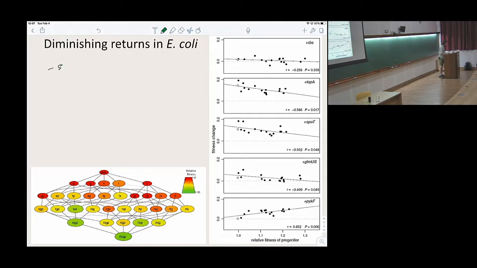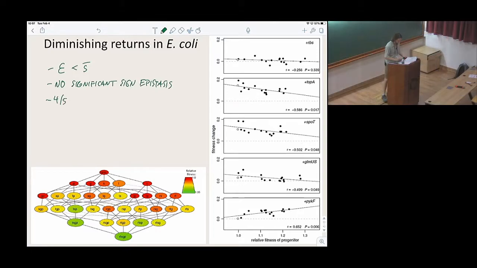where the epistasis was smaller than average selective coefficients, no significant sign epistasis, and 4 out of 5 alleles with diminishing returns.